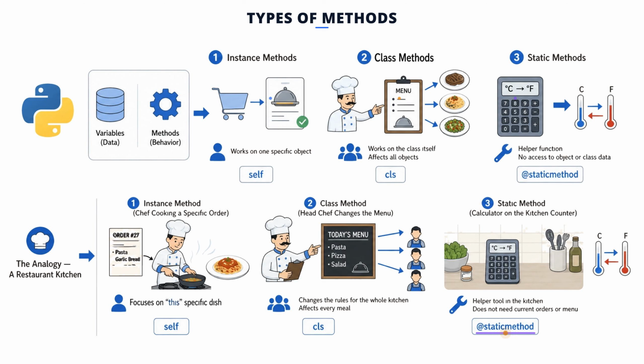The key takeaway is that your choice of method depends entirely on whether the action needs to modify a single object, the overarching class rules, or neither. Now let's explore the specific rules defining how these three methods access data and their different requirement levels. The differences in how these methods access data are defined by specific rules.